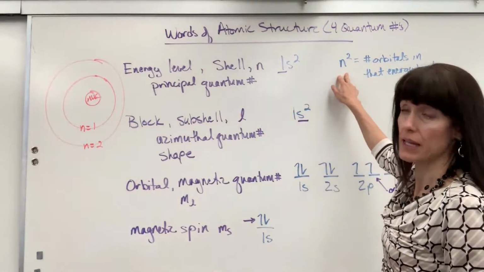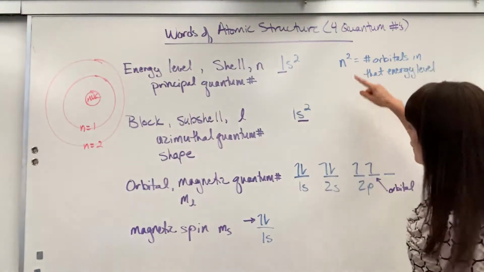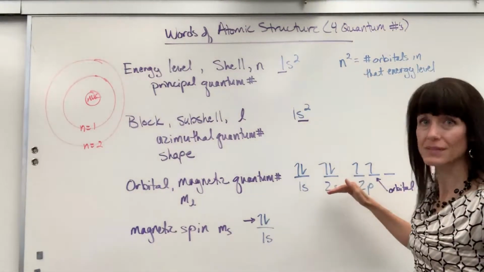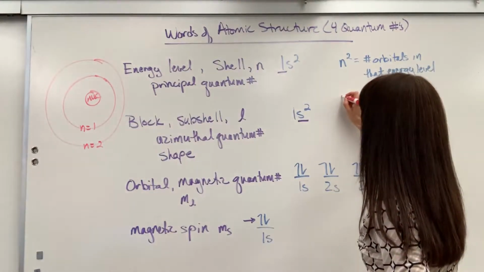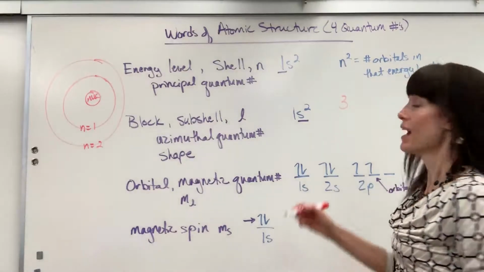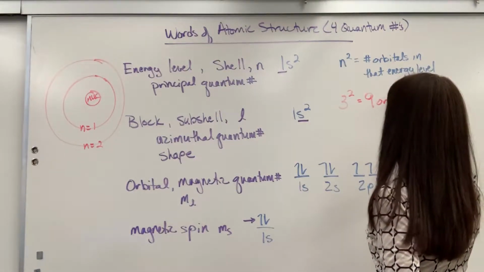Energy level, N. If you square the energy level, it will tell you the number of orbitals in that energy level. So I wanted to do this with you. Let's say that I look at energy level 3. Now let's go ahead and square that. That's going to tell us that we have 9 orbitals.